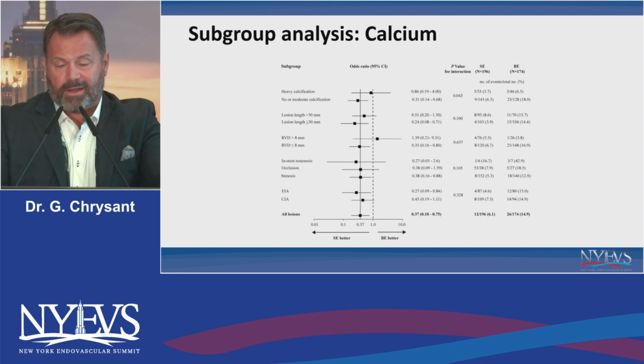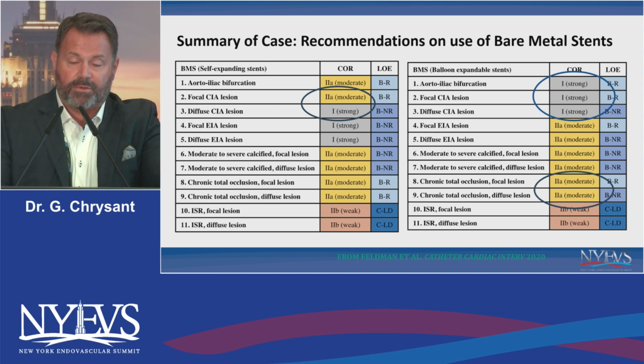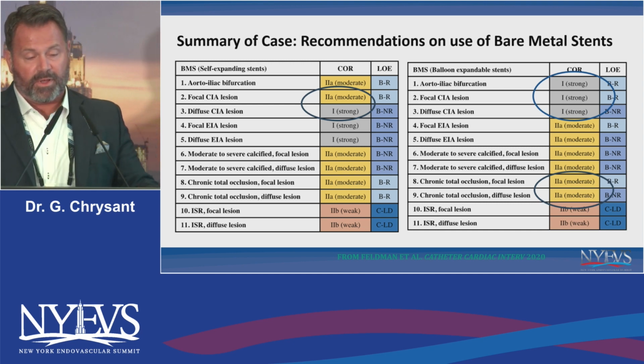In this, you had heavy calcification. It was better. In large vessel diameter, it was a trend. So there may be something to that. And so when you look at the guidelines, what do the guidelines say?